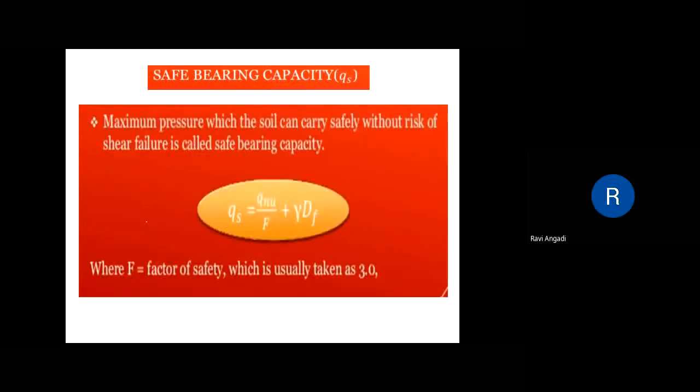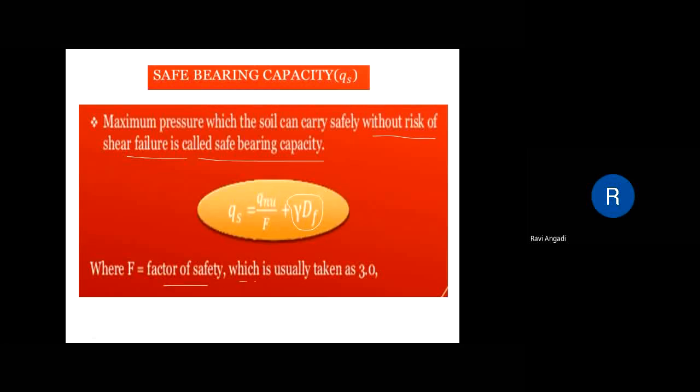Then safe bearing capacity. So many a times we use this term, say SBC of soil. That is represented as Qs, the maximum pressure which the soil can carry safely. The maximum pressure which the soil can carry safely without the risk of shear failure is called the safe bearing capacity of the soil. How can it be calculated? The safe bearing capacity will be the net ultimate bearing capacity divided by the factor of safety plus gamma into Df. That is the overburden pressure to be taken into account, and you need to consider some factor of safety.